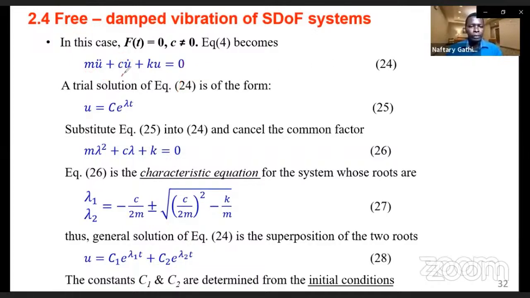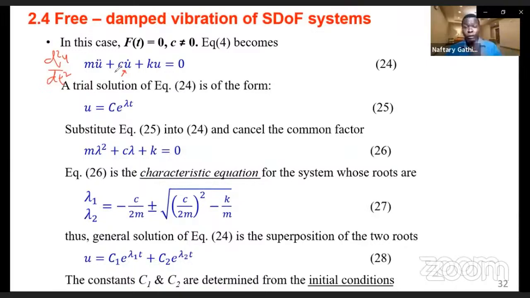Now, when we introduce this, you see this is a second order ODE. Remember, ü here, we are just using the double dots to simplify our expression, but this is d²u/dt². We do not want to keep writing all this, so you find in many books there's this simplification. This is a second order differential equation, and it is homogeneous.